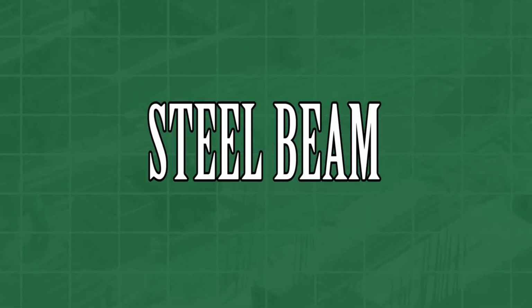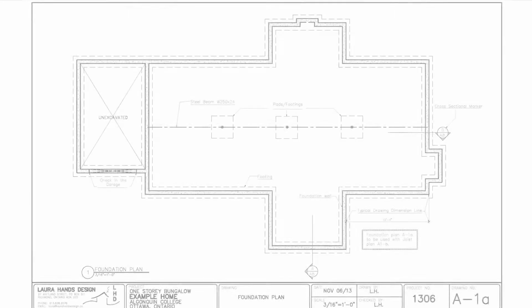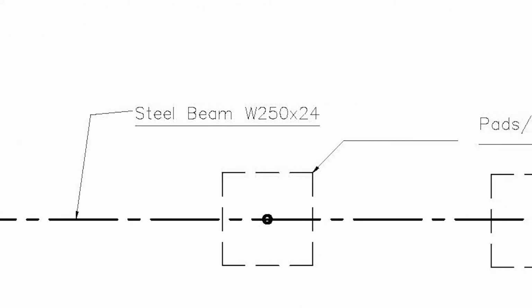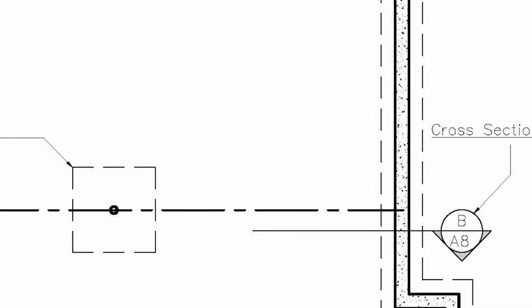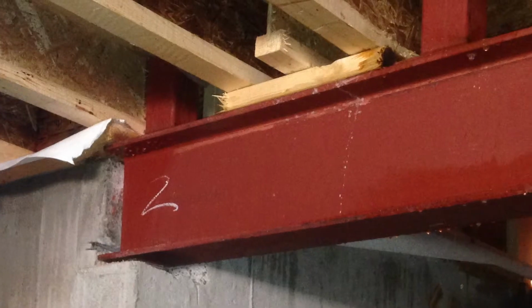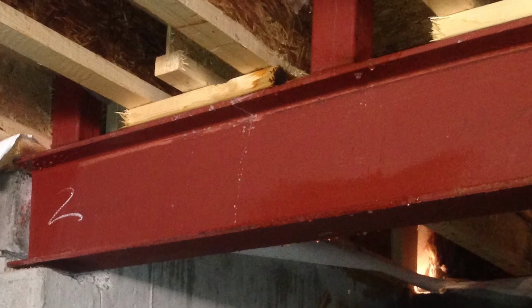Steel beam. This thick dashed line is the steel beam. It sits inside the foundation wall and is supported by the posts. Steel beams are pre-engineered steel that vary in shape and size to support the vertical loads of the building. They are installed after foundation walls are set. The beams are placed on the opening inside the foundation wall, which is called the beam pocket.